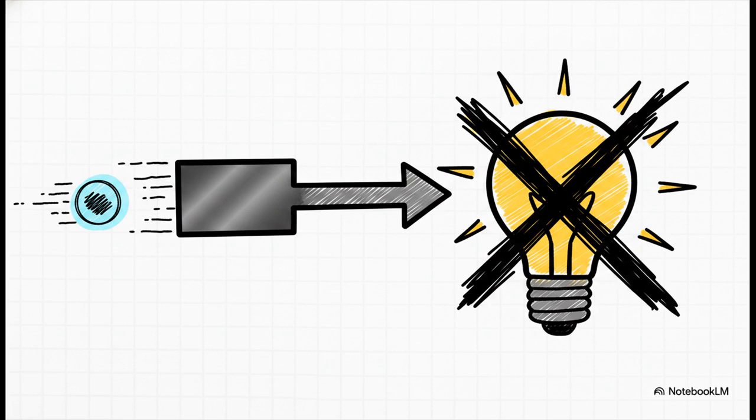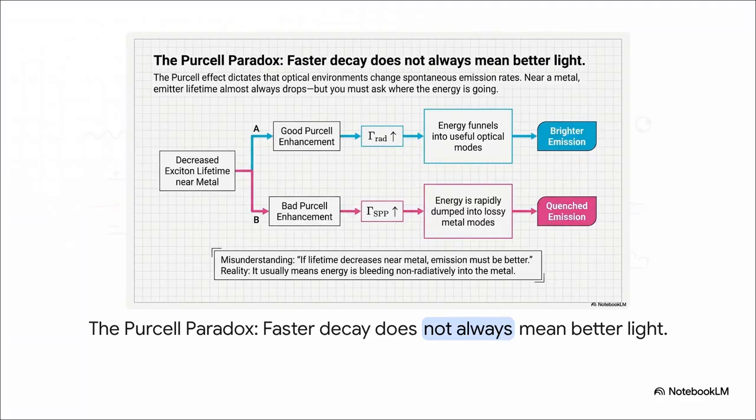There's this assumption that goes, hey, if the lifetime of an exciton decreases near a metal, the emission must be getting better. And it sounds perfectly logical, right? If it decays faster, it must be pumping out photons faster. Actually, scratch that. It's completely wrong. This is known as the Purcell paradox.